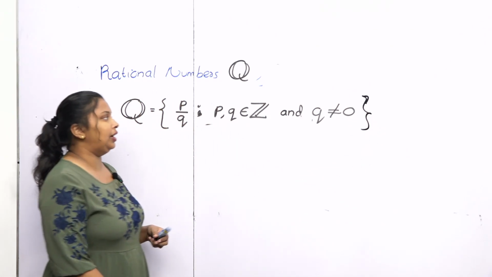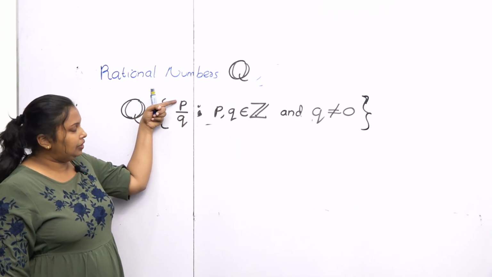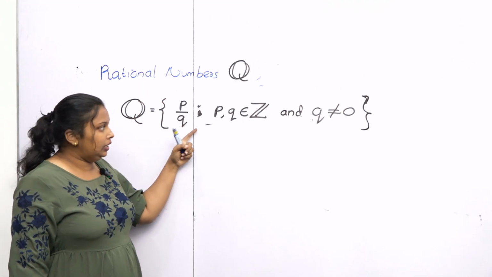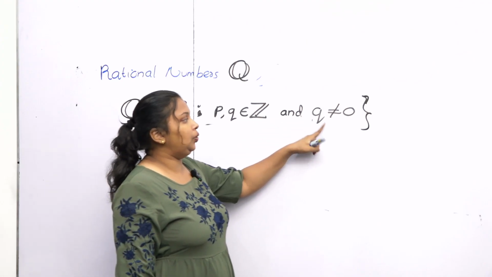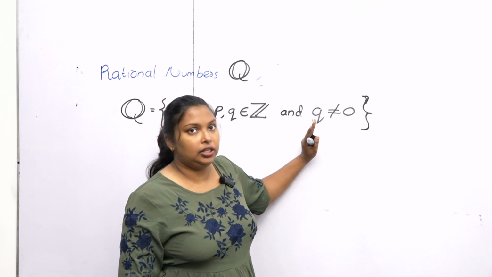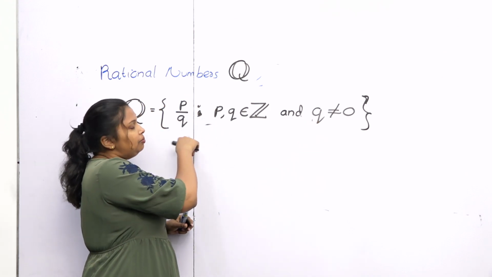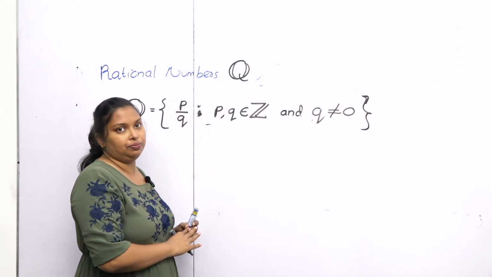So this is the way to define rational numbers, right? A number that can be written as P over Q, such that P and Q are elements of the integers where Q is not equal to 0, but P can be 0 also.